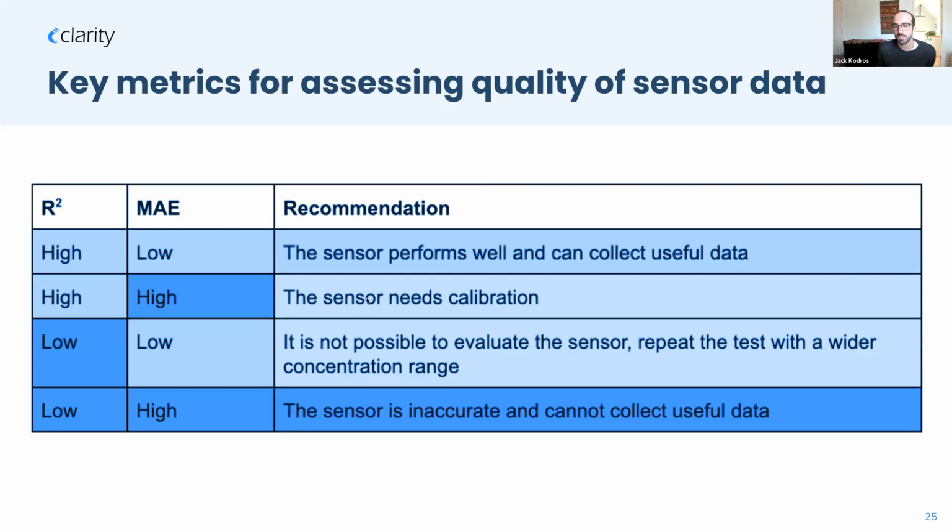But there are other situations, of course. If you have a high error and high R squared, you likely need to recalibrate your sensor and offer a correction. If you have low R squared and low error, oftentimes that's simply because you have a very low concentration range, and we recommend increasing your evaluation data. And then finally, you can be in the unfortunate case of having low R squared and high error, and this often indicates a problem with the sensor.